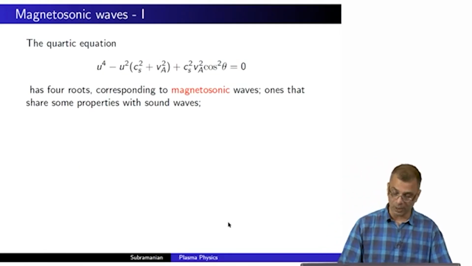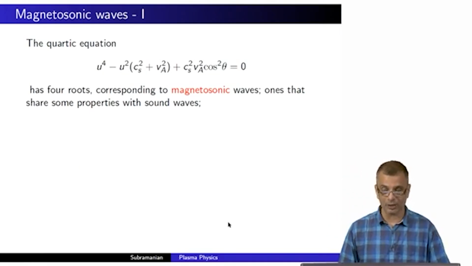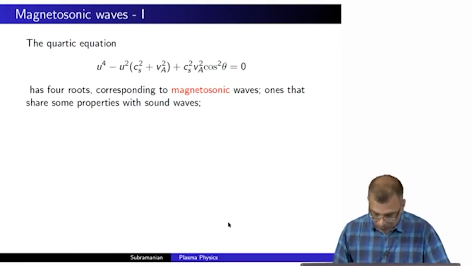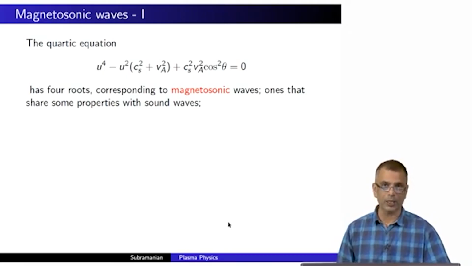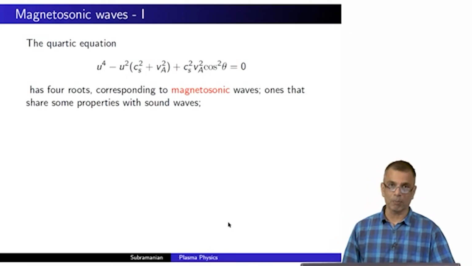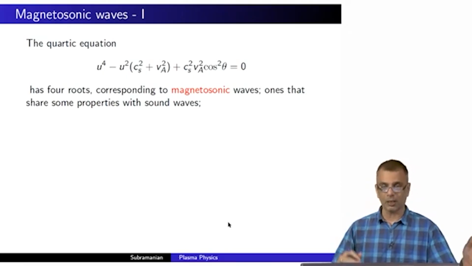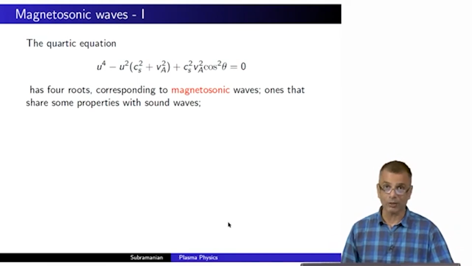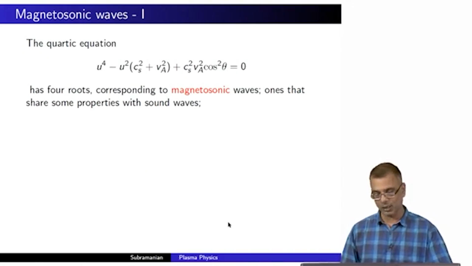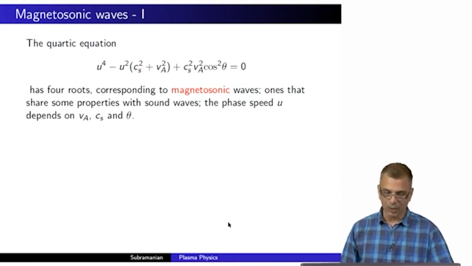And as we remarked at the very beginning of this discussion, that's no surprise, because delta P and, by implication, delta rho play a central part in these waves, and so that's just like sound waves, right? So these magnetosonic waves, in that respect, share some properties with sound waves.